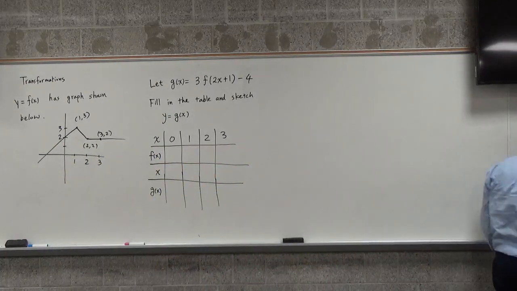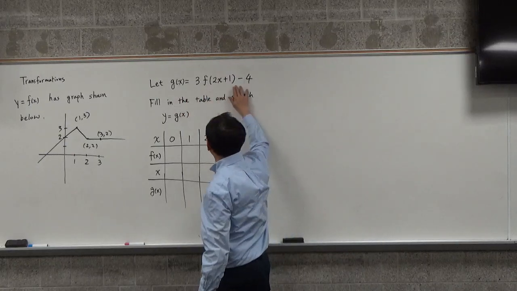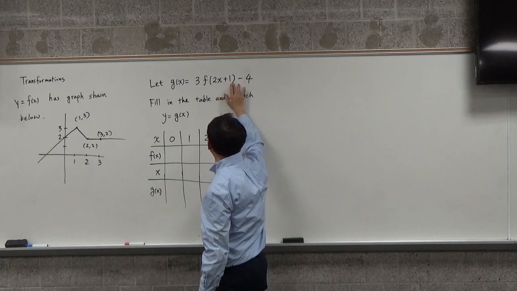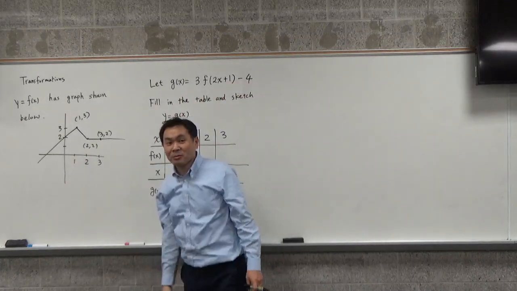And now you're defining this g of x, which looks pretty complicated, right? 3 times f of 2x plus 1, minus 4, and you have to draw this graph.